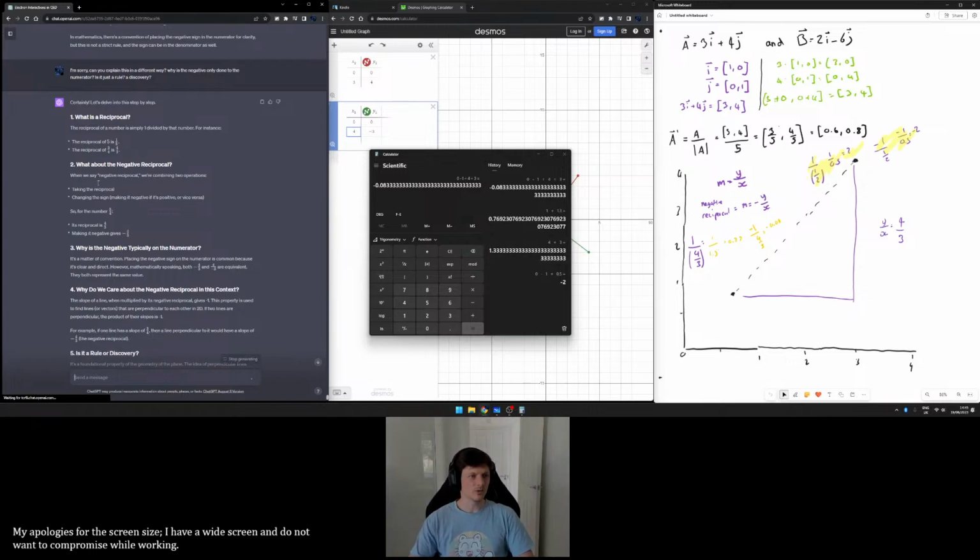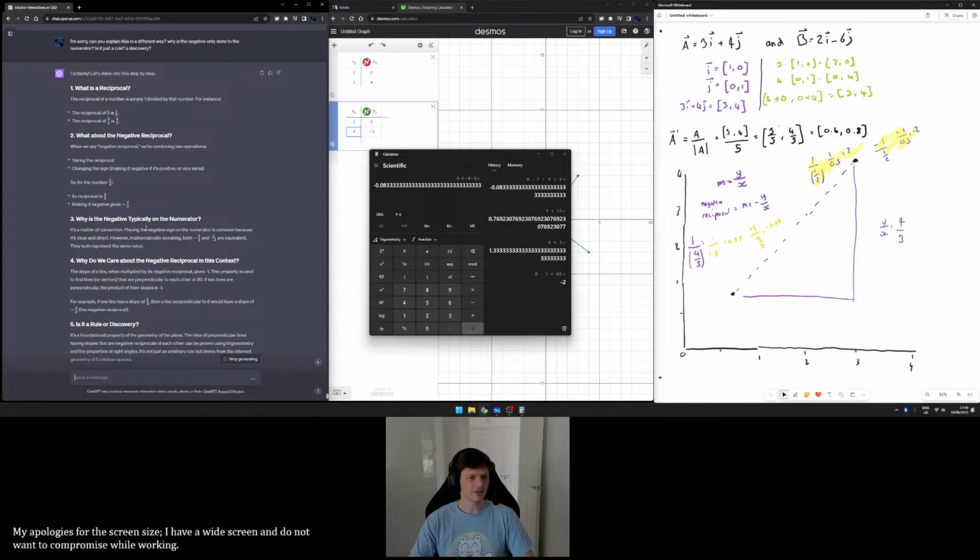What about the negative reciprocal? When we say negative reciprocal, we're combining two operations: taking the reciprocal, and changing the sign, making it negative if it's positive, or vice versa. So for the number 3 over 4, its reciprocal is 4 over 3. Making it negative gives negative 4 over 3. Why is the negative typically on the numerator? It's a matter of convention. Placing the negative sign on the numerator is common because it's clear and direct. However, mathematically speaking, both negative 4 over 3 and 4 divided by negative 3 are equivalent. They both represent the same value.